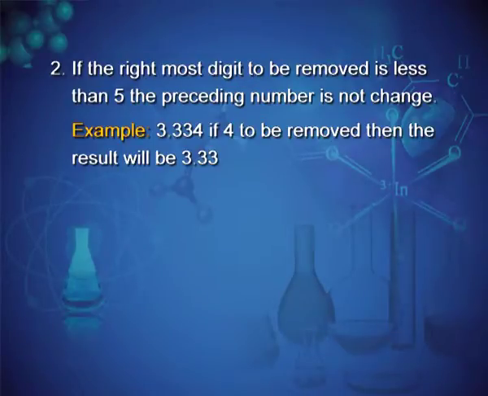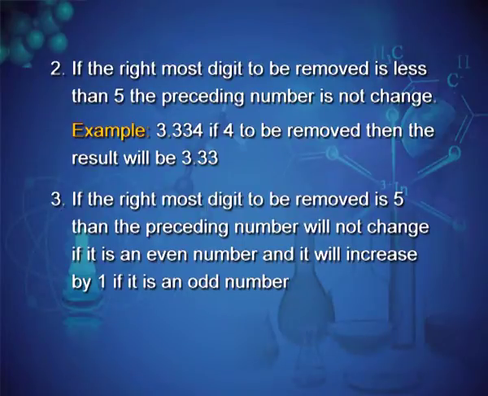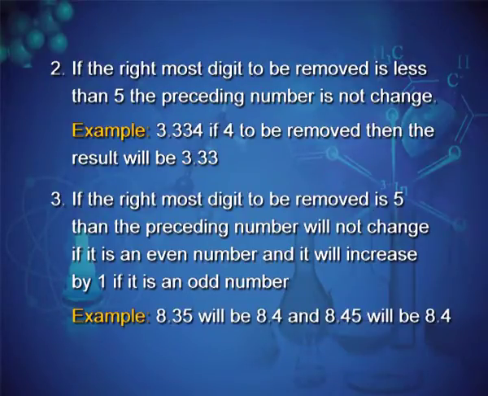Second point, if the rightmost digit to be removed is less than 5, the preceding number is not changed. Example, 3.334. If 4 is to be removed, then the result will be 3.33. Third one is, if the rightmost digit to be removed is 5, then the preceding number will not be changed if it is an even number, and it will increase by 1 if it is an odd number. Example, 8.35 will be 8.4 and 8.45 will be 8.4.